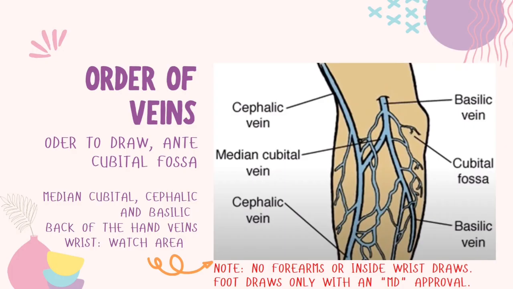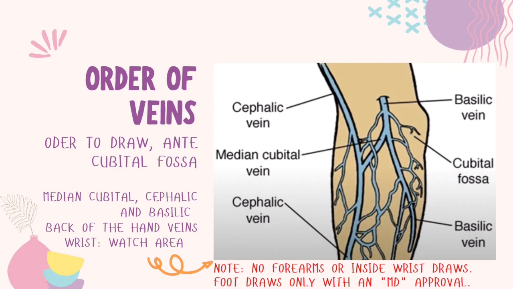Now, when we're looking at the area to draw, we must remember that this area is called the antecubital fossa area. This is where all three veins lie: the median cubital, the cephalic, and the basilic vein. I highly recommend following this order. First, look for the median cubital, then the cephalic, and then, of course, the basilic.